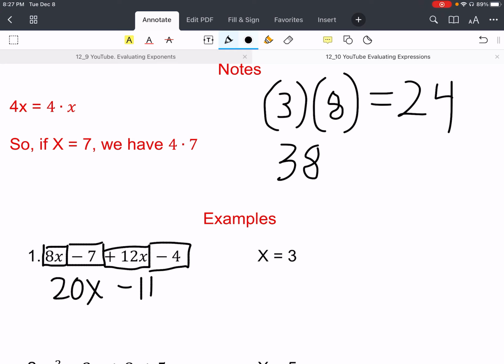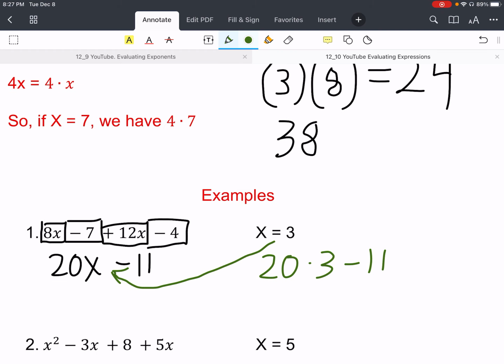x is equal to 3. So we're going to substitute that 3. Let's use a fancier color, ugly green. Fancier 3, and we're going to substitute that in for the x because x is equal to 3. So our new expression is 20 times 3 minus 11. We're going to solve that and say 20 times 3 is 60, minus 11 is equal to 49.